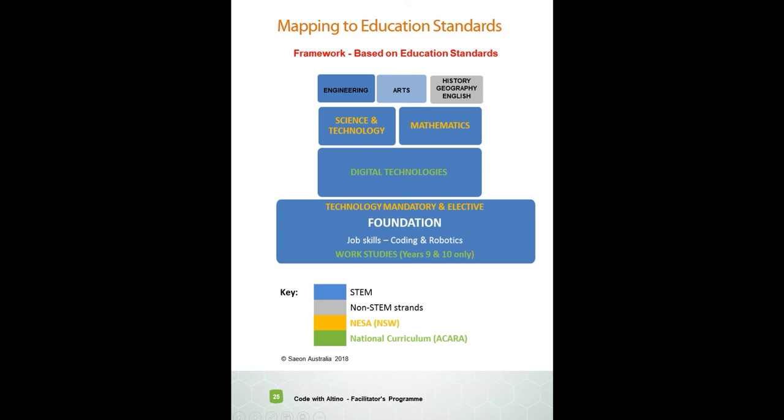This is just a different way of how the curriculum has been mapped to education standards. So anything in green is about the ACARA or Australian standards. Anything in yellow is NESA, New South Wales. So for instance, technology mandatory and elective, science and technology and mathematics. Anything in blue relates to STEM. So in terms of New South Wales, for instance, we've got the foundation, we have the science and technology, and we have mathematics, and that's your STEM and that's your digital technologies, for example.